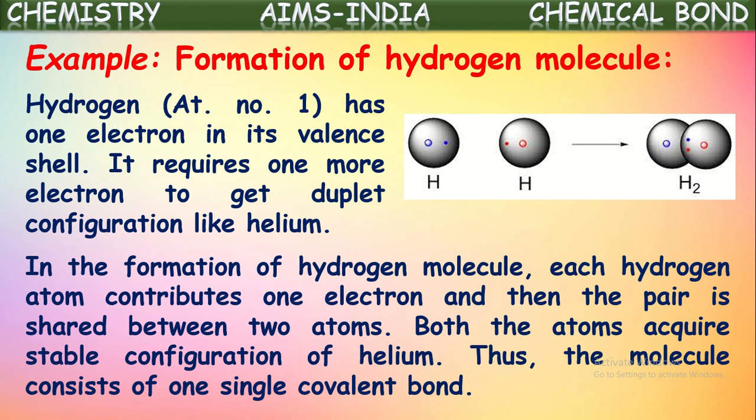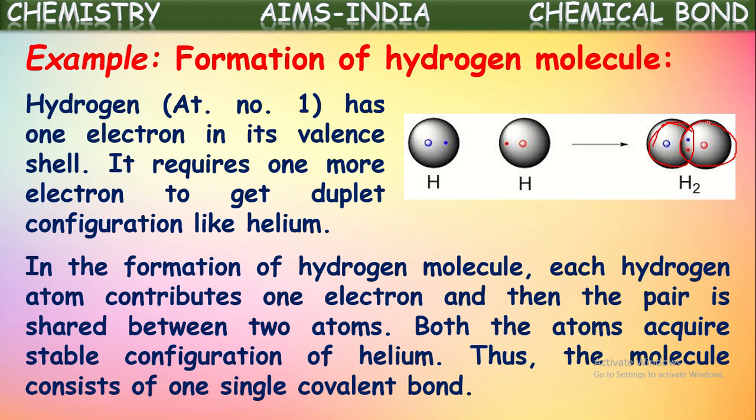So in the formation of hydrogen molecule, each hydrogen atom contributes one electron and then the pair is shared between two atoms. So when these two hydrogen atoms approach each other, each hydrogen atom contributes one electron. Then how many do they become? Two electrons. Then this pair of electrons is shared by both the atoms. Now if you see this hydrogen atom, it has two electrons by sharing. If you see this hydrogen atom, it also has two electrons by sharing. In that way, both the hydrogen atoms acquire the stable configuration of helium.